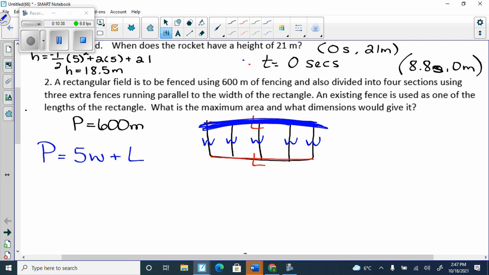We won't get fractions. All right. Let's read the whole thing. An existing fence is used as one of the lengths of the rectangle. What is the maximum area? What dimensions would give it?